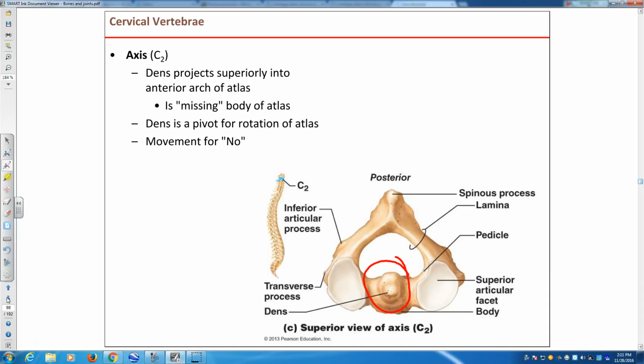Now essentially what happens, you have an opening and you have an axis in the opening. So it can go like this. C1 can do the circular movements, the rotational movements around the dens of C2. This is the movement for no, when C1 rotates around C2.